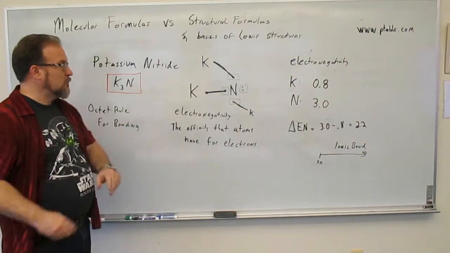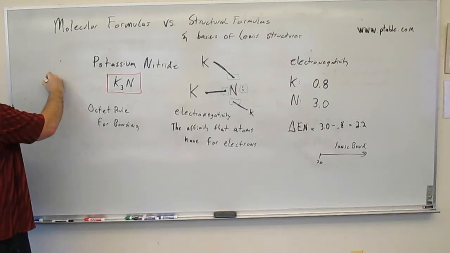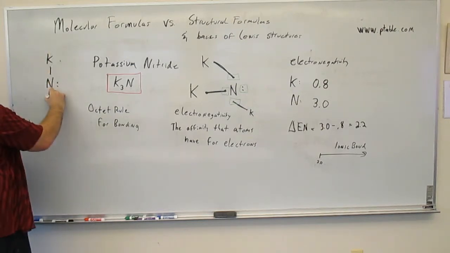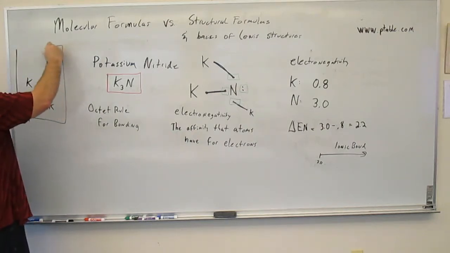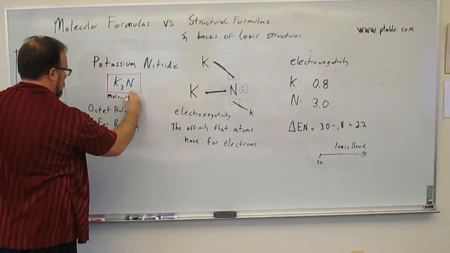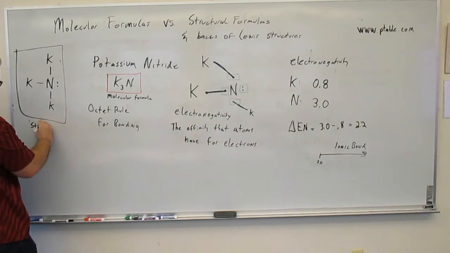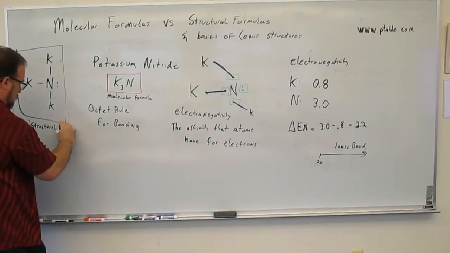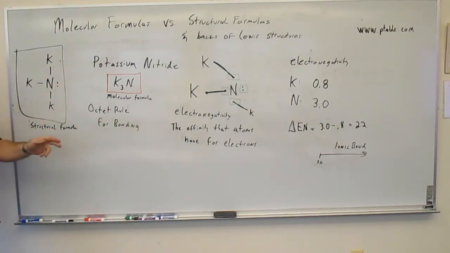Now, this is not a structural formula. I wanted to show you the structural formula. The structural formula would look like this. I would have N with his 2 electrons over here, and then I would have a K like this, and a K like this, and a K like this. So this right here is a molecular formula. This right here is a structural formula, for the same thing, for potassium nitride.